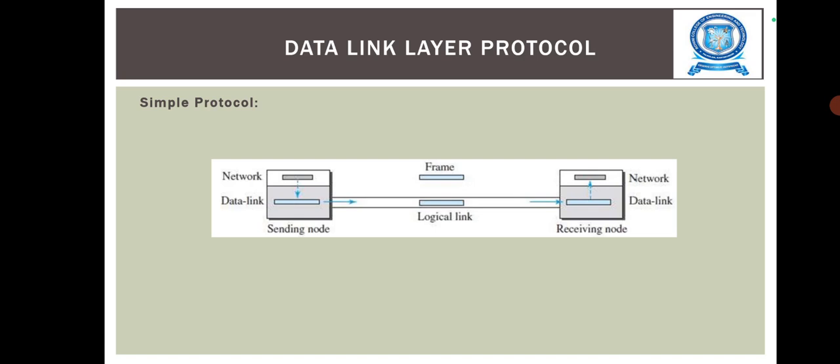It is a simple protocol with neither flow nor error control. Here we have to assume that the receiver can immediately handle any frame it receives. This diagram shows the data link layer at the sender gets a packet from its network layer, makes a frame out of it and sends the frame. The data link layer at the receiver receives a frame from the link, extracts the packet from the frame and delivers the packet to its network layer. The data link layers of the sender and receiver provide transmission services for their network layers.